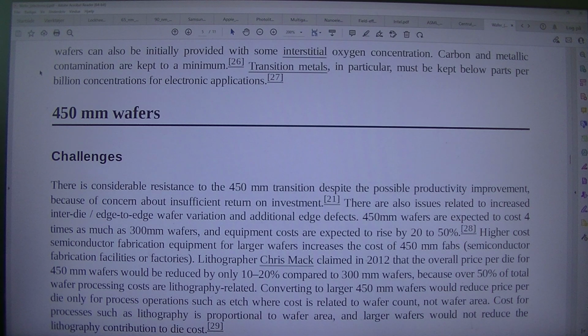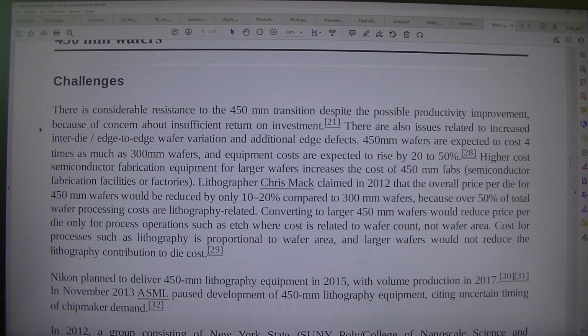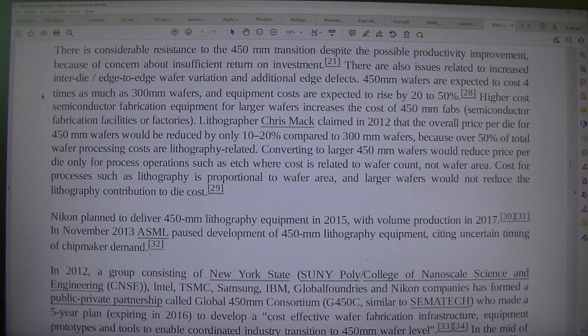450 mm wafers. Challenges. There is considerable resistance to the 450 mm transition despite the possible productivity improvement because of concern about insufficient return on investment. There are also issues related to increased intra-die and edge-to-edge wafer variation and additional edge defects. 450 mm wafers are expected to cost 4 times as much as 300 mm wafers, and equipment costs are expected to rise by 20 to 50%.